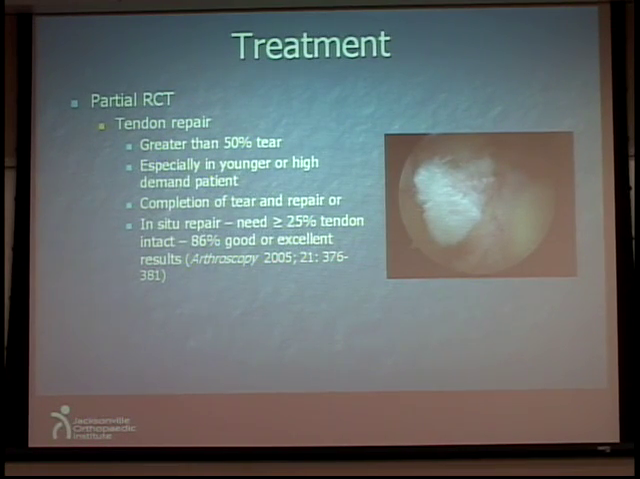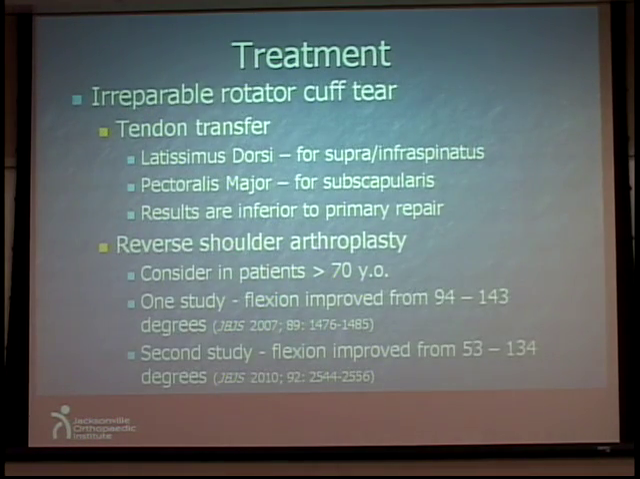And that brings us to tendon repair of even partial tearing. Sometimes we'll fix those, particularly when they involve over half the width of the tendon, especially in a younger or higher demand patient. And there's several techniques for this, also with over 85% good and excellent results with repair of partial rotator cuff tears.